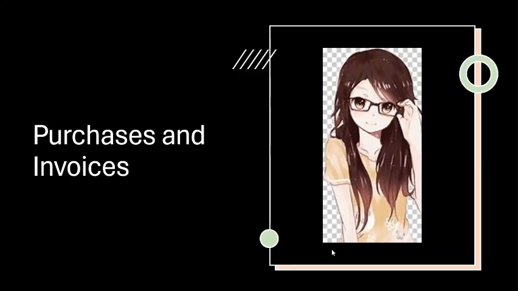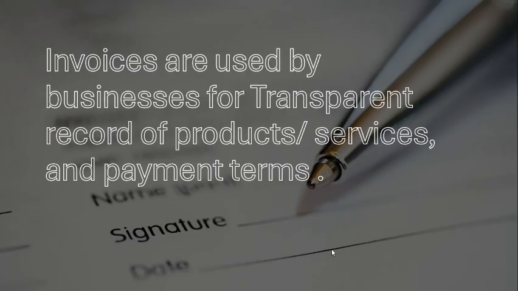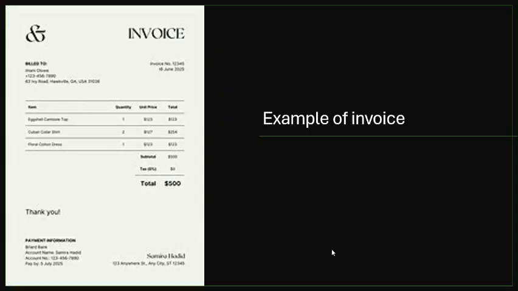Then we have purchases and invoices. Let's look at purchases and invoices. Invoices are used by businesses for a transparent record of products and services and payment terms. An invoice is usually signed by a receptionist or someone within the business to confirm that this person has bought this good. This is an example of an invoice.